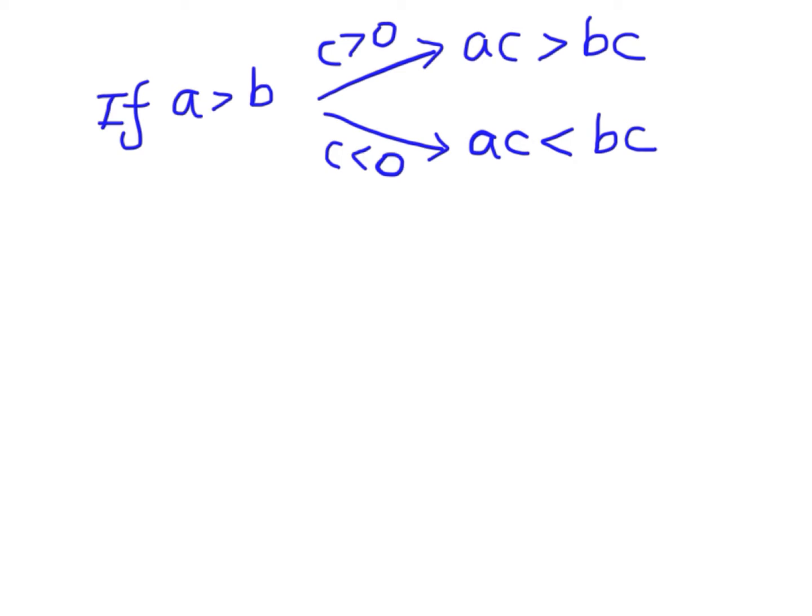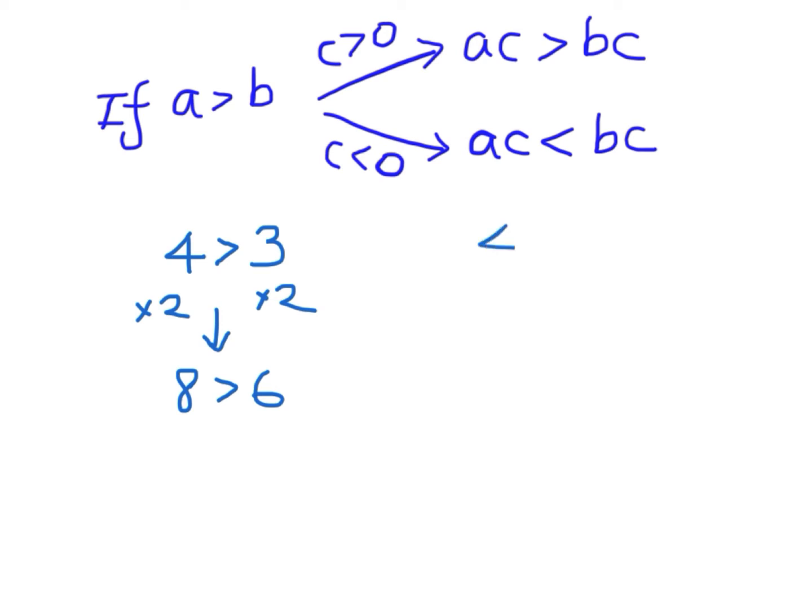We can illustrate this by looking at some simple examples. If 4 is greater than 3, then if we multiply both sides by 2, we have 8 on the left hand side and 6 on the right hand side. And we can see that 8 is still greater than 6. This is always true, since the factor is a positive number.